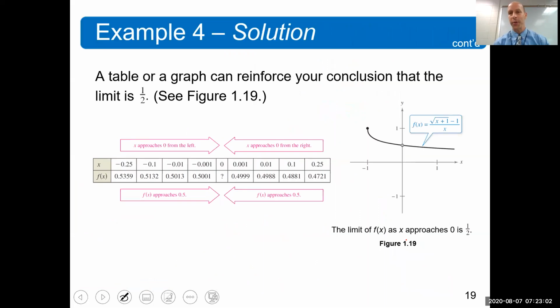And actually, I've got a picture right here. Here's the graph. And you can see that there's this hole right there. And you can look at this table to verify that the answer there is 1/2. Sorry, I went a little bit long there.